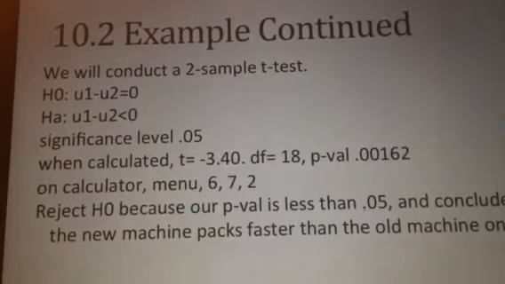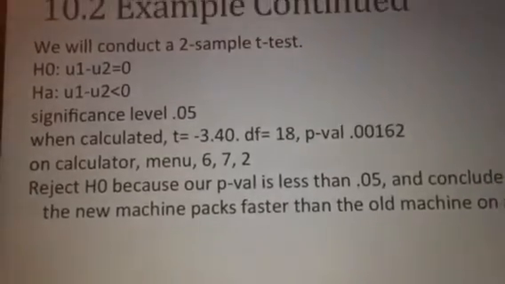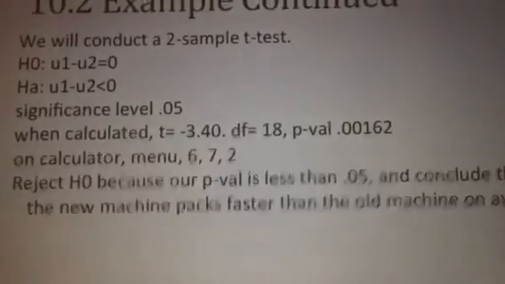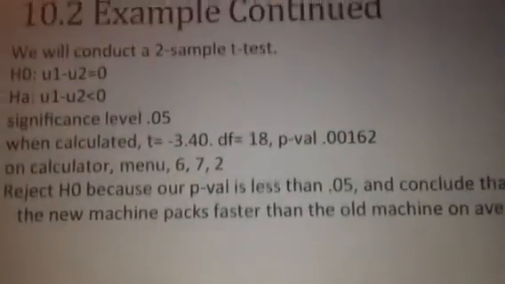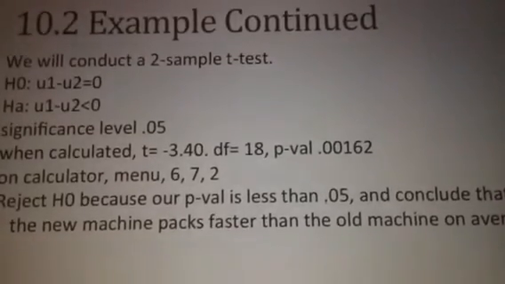And so when you go on the calculator, you're going to need to do menu 6 7 2. And when calculated, t equals negative 3.4, your degrees of freedom is 18, and your p-value is 0.00162. We're going to reject H naught because our p-value is less than 0.05, and then we conclude that the new machine packs faster than the old machine on average.